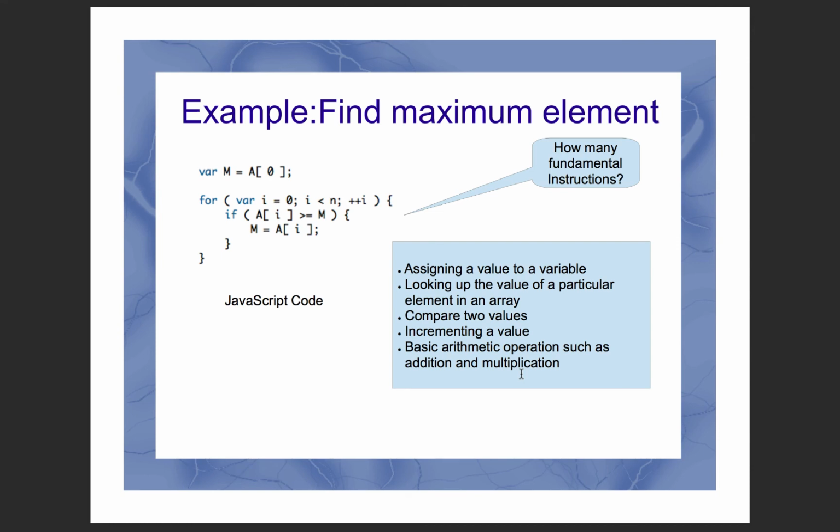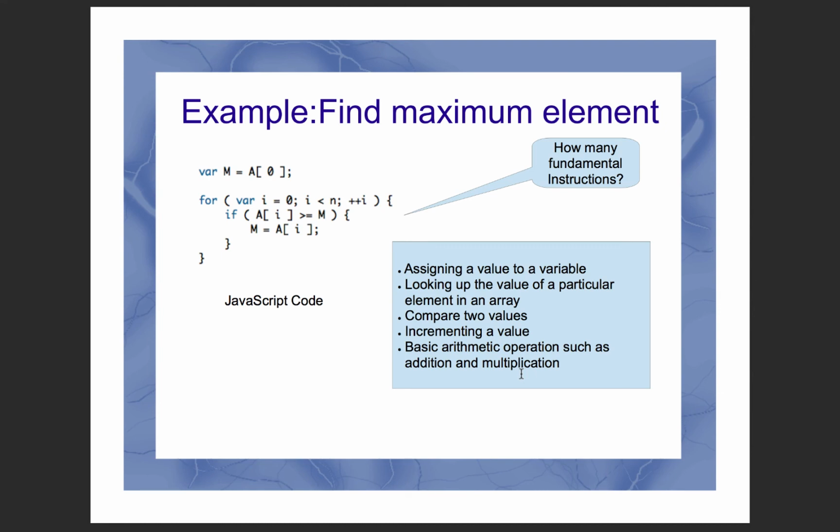So what are the basic instructions? Assigning a value to a variable. This is one basic instruction. Looking up the value of a particular element in an array, so we are looking for a particular value at a specified index. Compare two values, increment or decrement values, and some basic arithmetic operations such as addition and multiplication. These are the basic instructions in our programs.